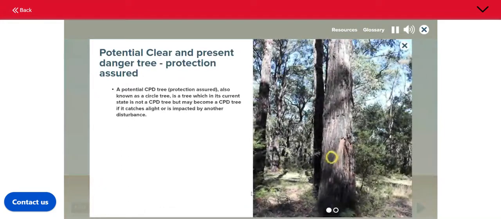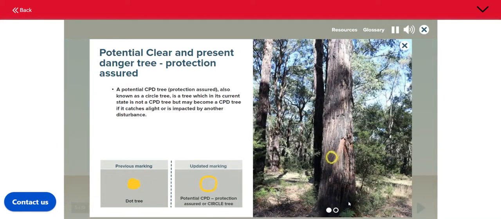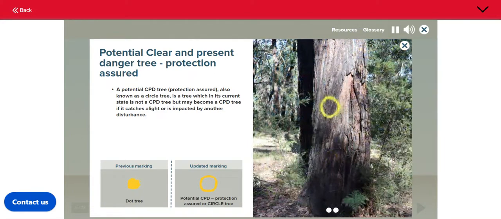A potential CPD tree, protection assured, also known as a circle tree, is a tree which in its current state is not a CPD tree, but may become a CPD tree if it catches a light or is impacted by another disturbance. It has a high probability of surviving the fire intact based on the proposed protection measures and likely response resources available.